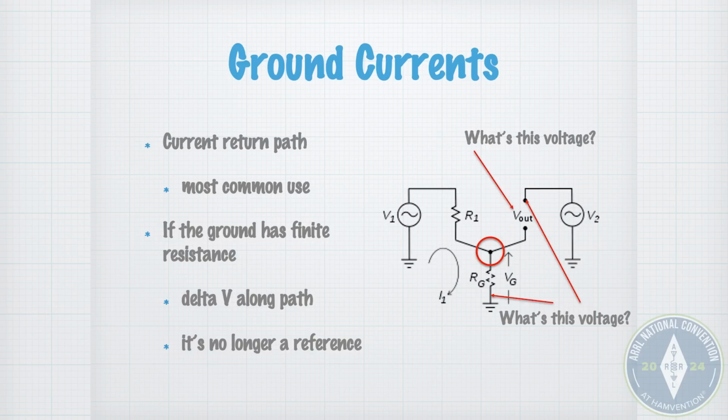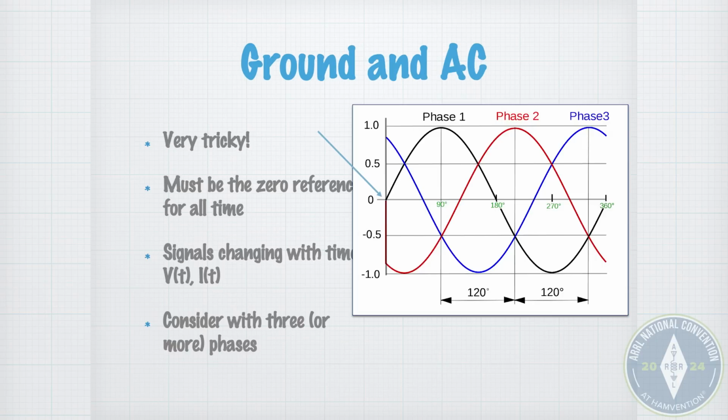Now, AC circuits, things get a little more tricky. So we've got signals moving in time, and this is a representation of 3 phases. So there's got to be some zero reference, if you want to call that ground. But all of these 3 signals are moving all the time. And so where's the zero reference? Well, you could draw a line at the 0 point on that graph, but how do you get that 0? And while we're here, I'm going to take a minute and talk about phasors.